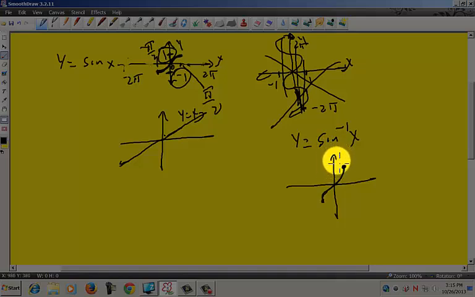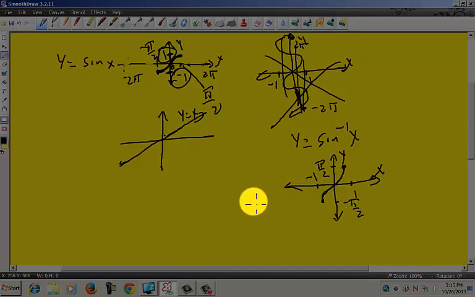So this is now, remember, x and y switch, so I have to switch those. So it's not y. This is going to be -1, and that's going to be 1, and this is going to be pi over 2, and it's going to be negative pi over 2.